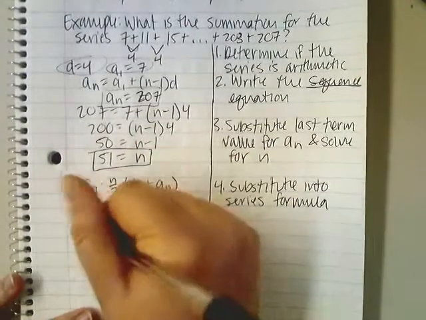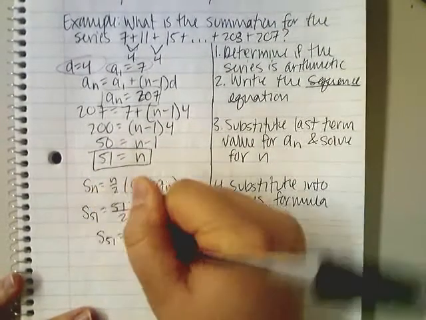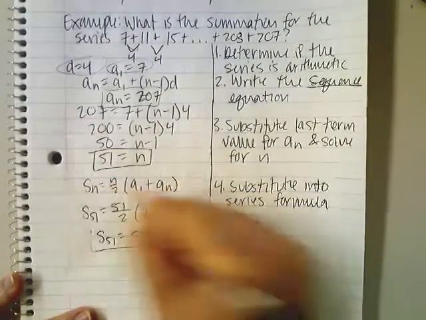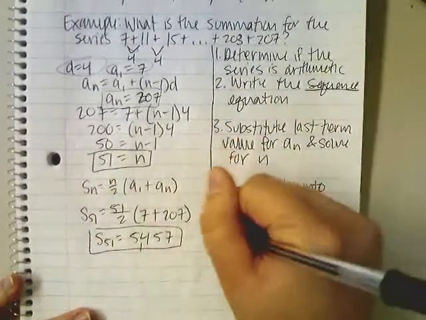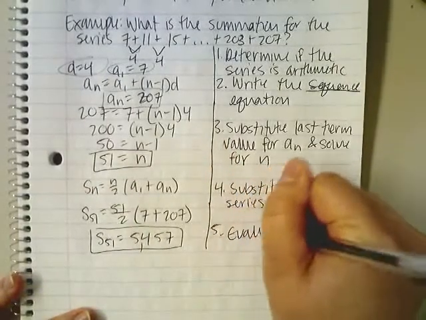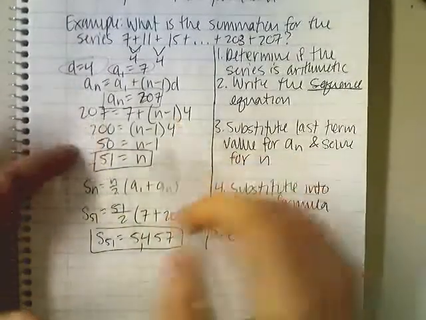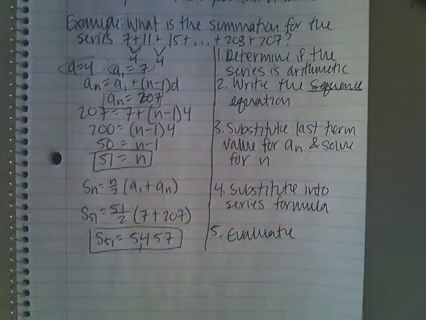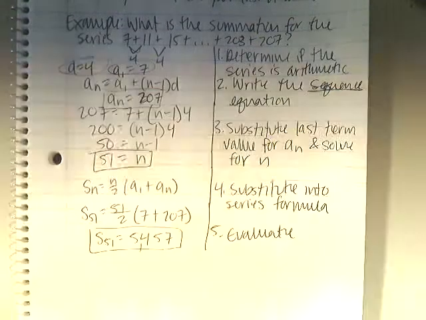If I calculate that out, I get S51 is equal to 5,457. So my last step again was to evaluate, and that is all. So again, the big step is you solve for n by plugging into your sequence equation. Make sure you write down any questions, comments, or concerns you have so we can go over them together in class.